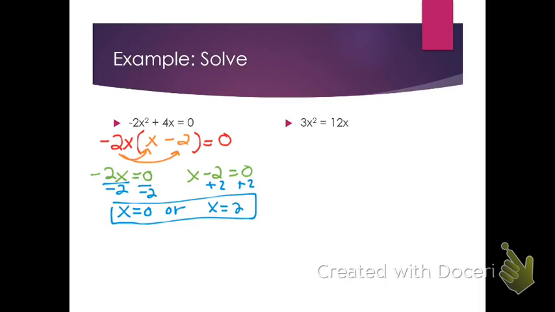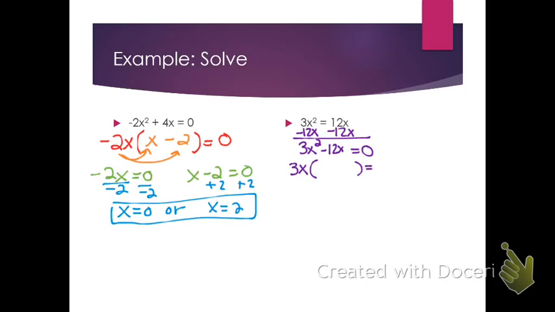Let's take a look at the second question here. We have 3x squared equals 12x. Now that one's not in standard form because it's not something equals 0. So my first step would be to subtract 12x from both sides so that I can make the right-hand side of the equation be equal to 0. And then on my left-hand side, those are not like terms, so I can't put them together. It's just 3x squared minus 12x. Next, I'm looking for a GCF. 3 and 12 are both divisible by 3. X squared and x are both divisible by x.